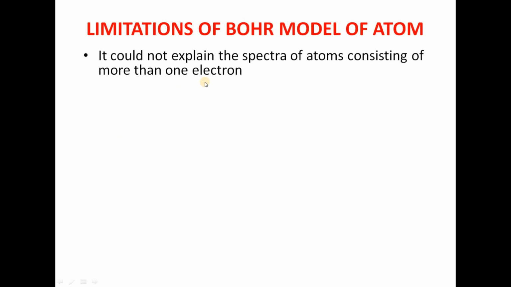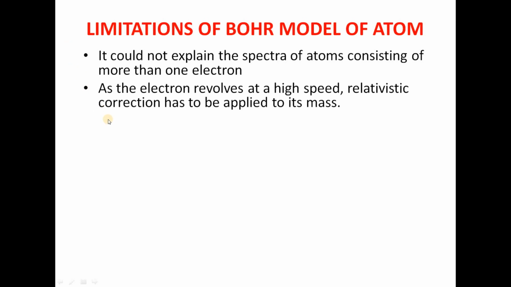Bohr's atomic model could not explain the spectra of atoms consisting of more than one electron. The Bohr model is applicable only to hydrogenic atoms. It cannot be extended even to atoms such as helium. The analysis of atoms with more than one electron was attempted on the lines of Bohr's model but did not meet any success. The difficulty lies in the fact that each electron interacts not only with the positively charged nucleus but also with all other electrons.